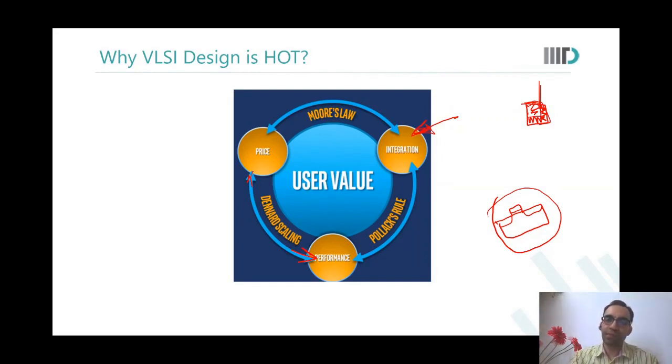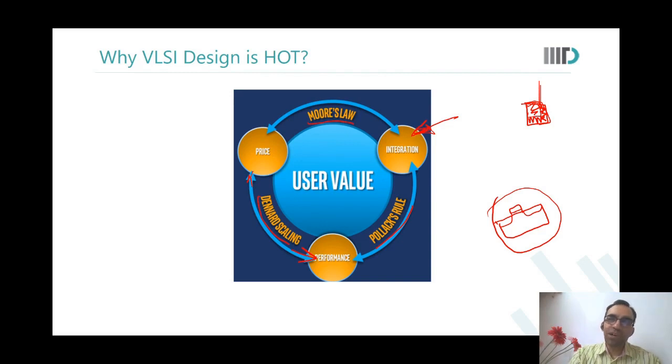So these three gentlemen, Pollack, Dennard, and Moore, established that there is a virtuous cycle that operates in semiconductor manufacturing, due to which electronics has really changed the face or the way we are living today.